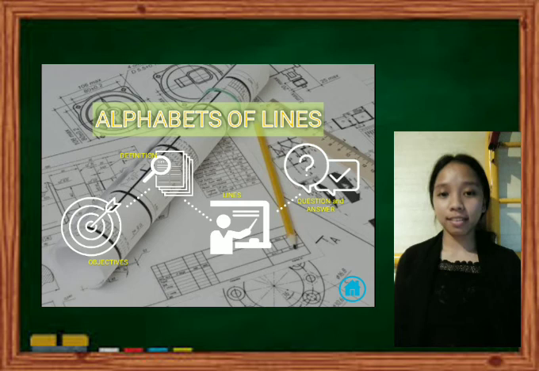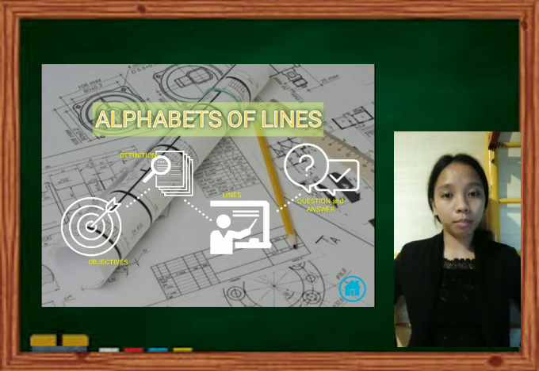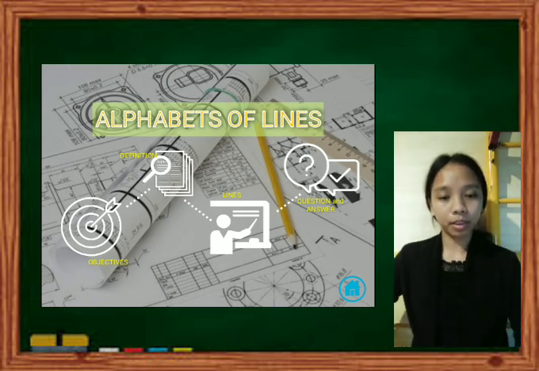So that's all the discussion regarding the different alphabet of lines in a technical drawing. Hey class, now that we are done, why is it important to know the alphabet of lines?